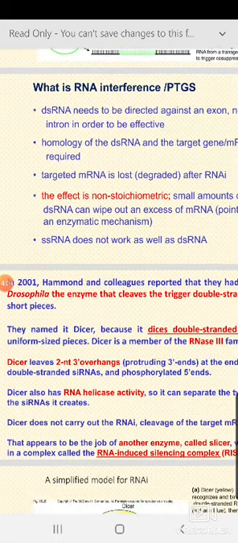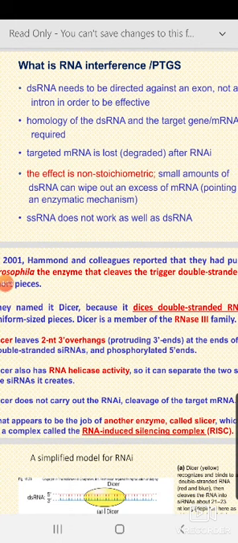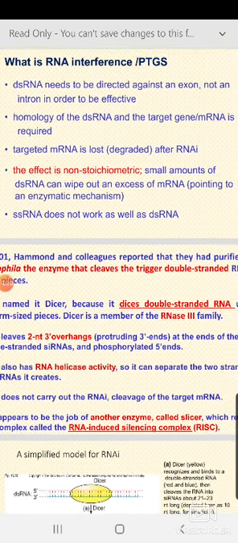Now the targeted mRNA is lost. After the effect of RNAi, what I will see is that the mRNA is degraded. The effect is non-stoichiometric, that is, a small amount of double-stranded RNA can wipe out an excess of mRNA, pointing to an enzymatic mechanism. I will show the enzymatic mechanism. That means even if you give a small amount of double-stranded RNA to degrade your target, it will wipe out the entire mRNA. So it will amplify automatically at a certain step. We will show the mechanism also. Now, single-stranded RNA does not work as well as double-stranded RNA. We'll see why and how.